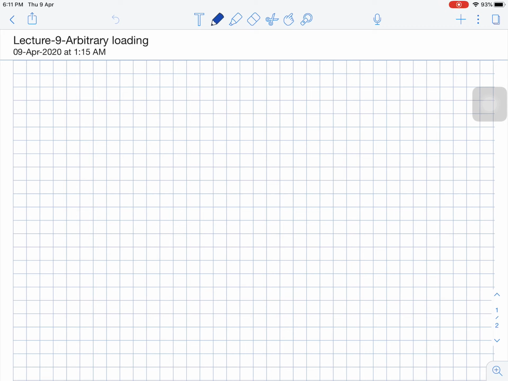So let's continue arbitrary loading. Here I have some arbitrary load. This is time, this is some force magnitude. So this is my arbitrary load. Now I want to see the response of this arbitrary load.